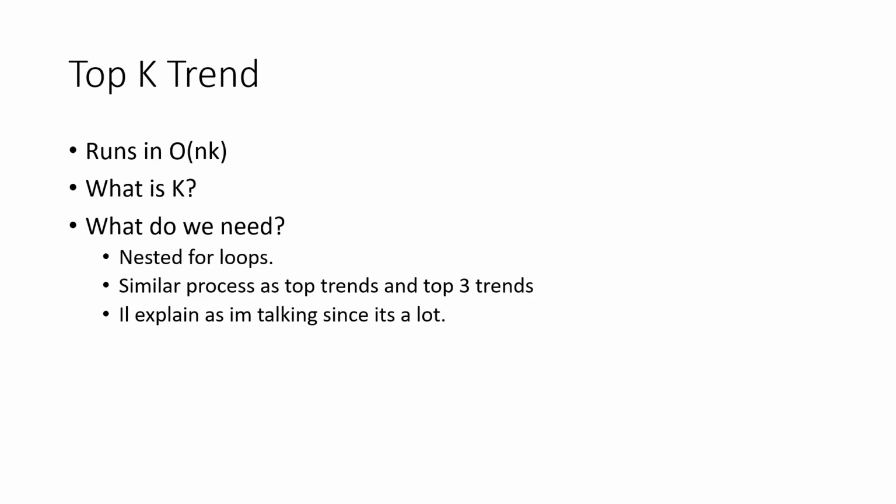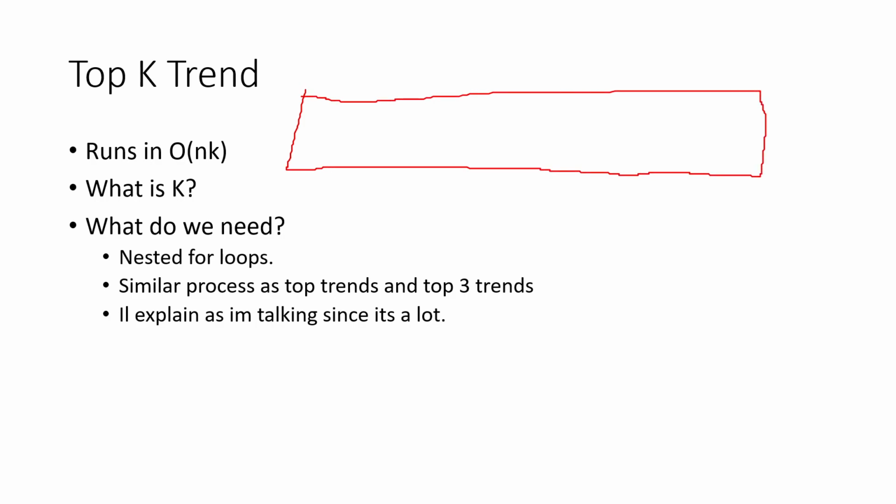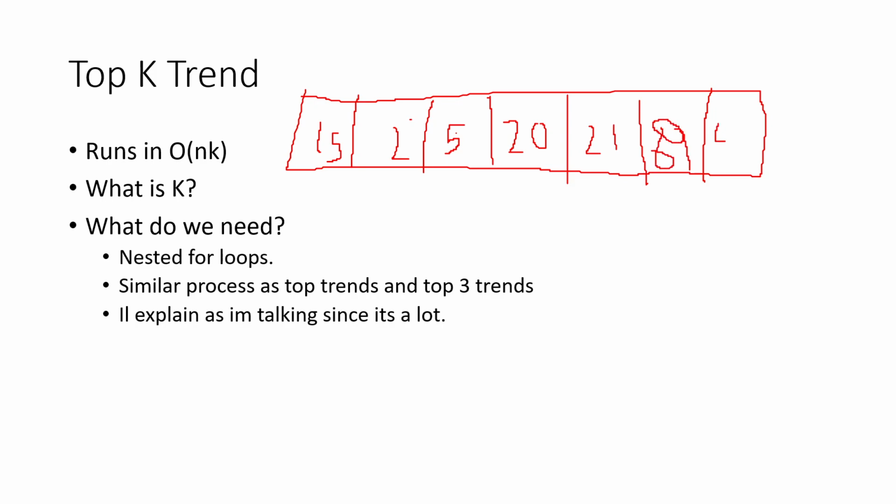I'm not gonna explain the Boolean logic behind it, but you're gonna iterate through the next position of I, because you don't want to compare the same things. Let me give you an example here, just so I don't have to make these long. Let's say 1, 15, 2, 5, 20, 21, 69, and then 4.